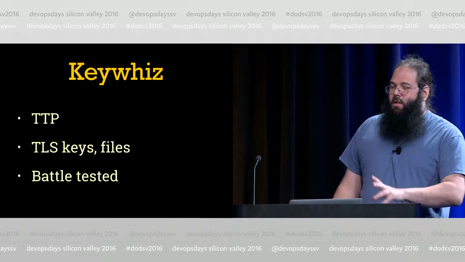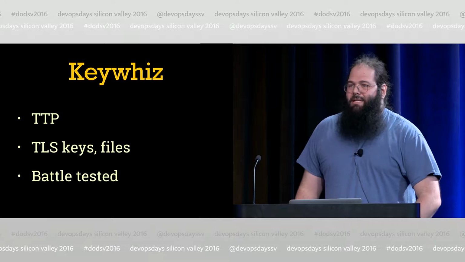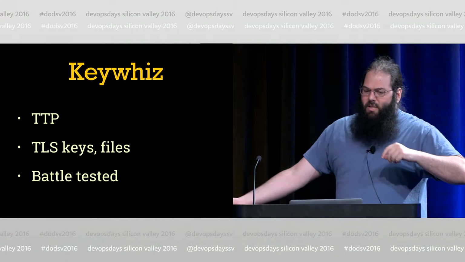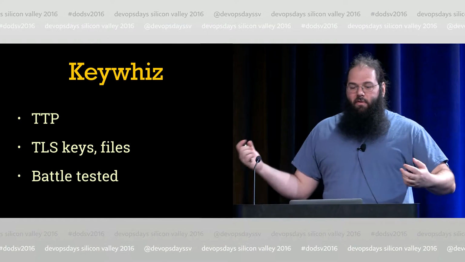Slightly older, but still solid, is Square's KeyWiz. It's got a little bit more of a limited data model, but that means it's a lot more battle-tested because it only does basically one thing. I'll talk more about KeyWiz FS later, but KeyWiz, as the name implies, excels at managing key type or whole file secrets.